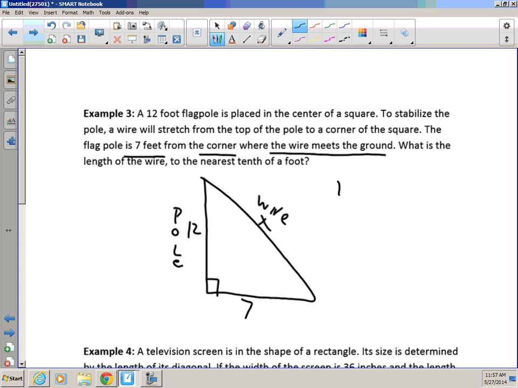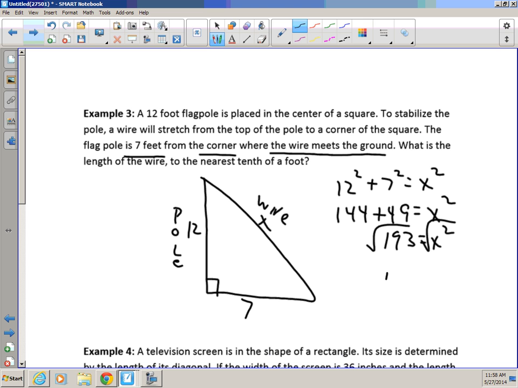So what do I have? 12 squared plus 7 squared equals x squared. 144 plus 49 equals x squared. So it said to the nearest tenth of a foot, 13.9 feet is x.